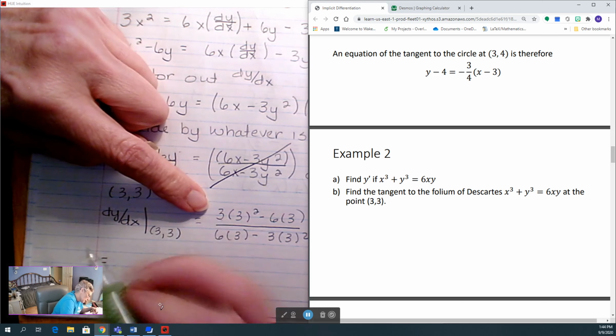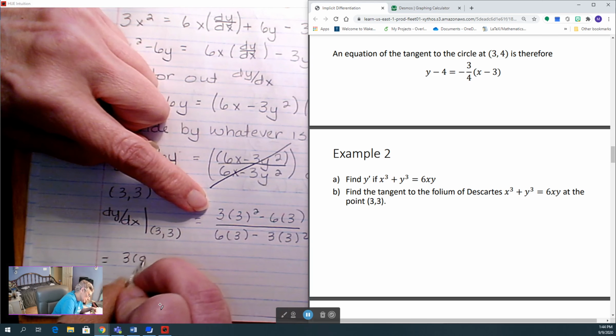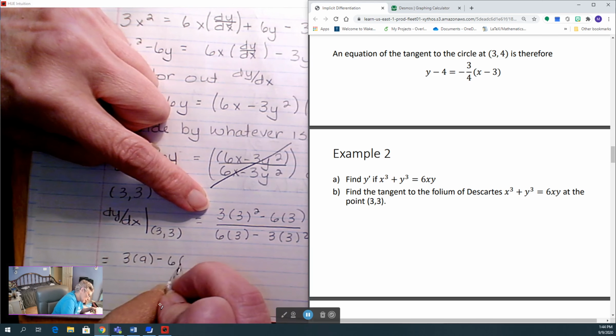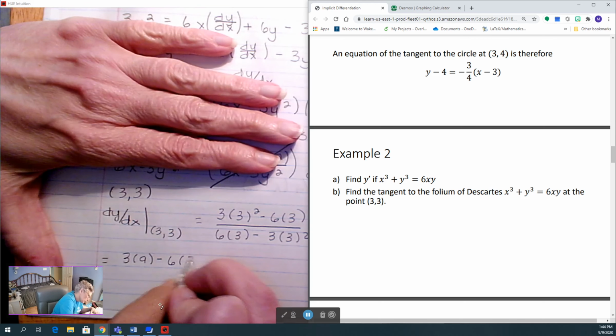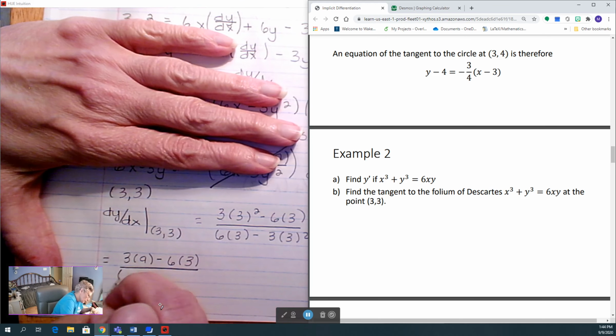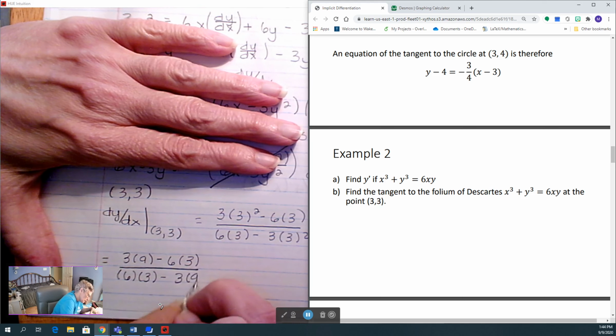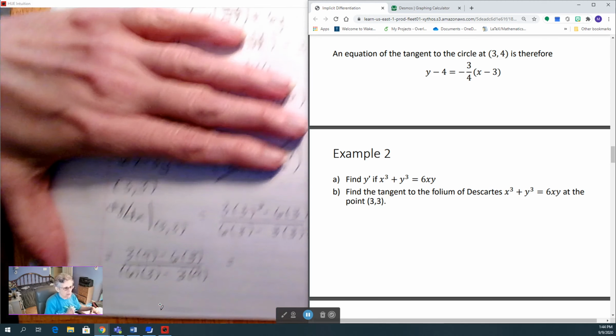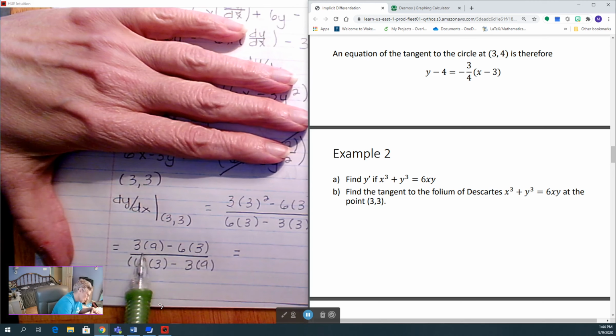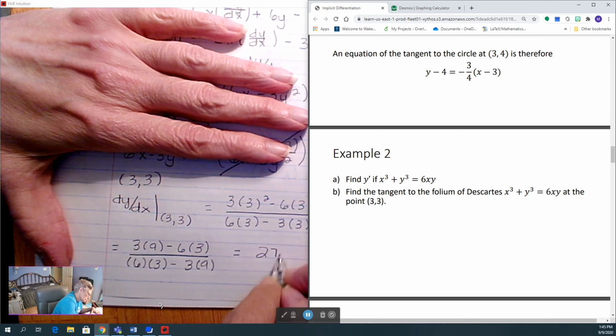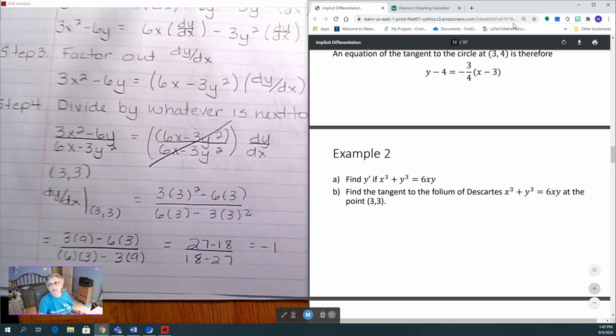So let's see, I have 3 times 9 minus 6 times 3 over 6 times 3 minus 3 times 9. I think I'm going to get negative 1 here. I have 27 minus 18 over 18 minus 27, which gives me negative 1. So let's Desmos this thing.